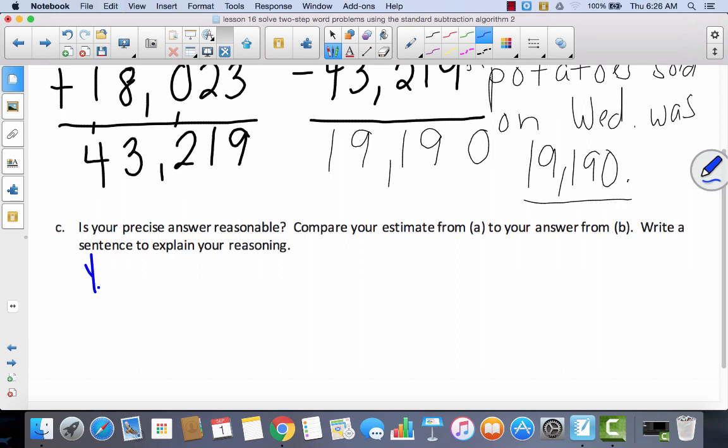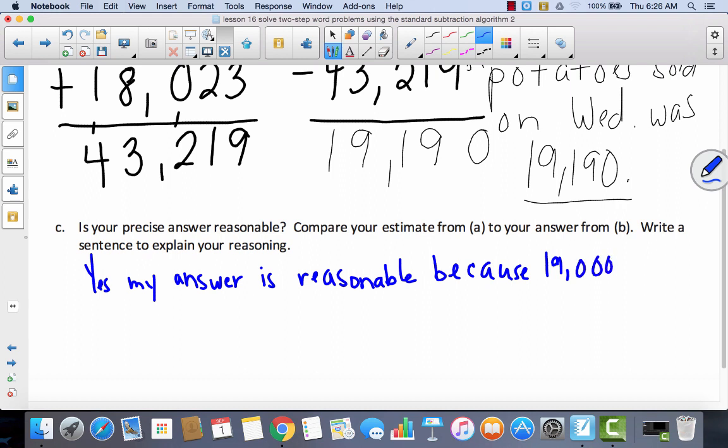So I'm going to say yes, my answer is reasonable because 19,000 is really close to 19,190. Now notice this says, is your answer reasonable?